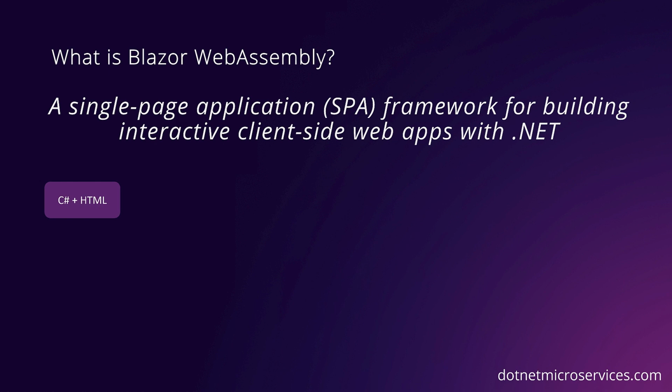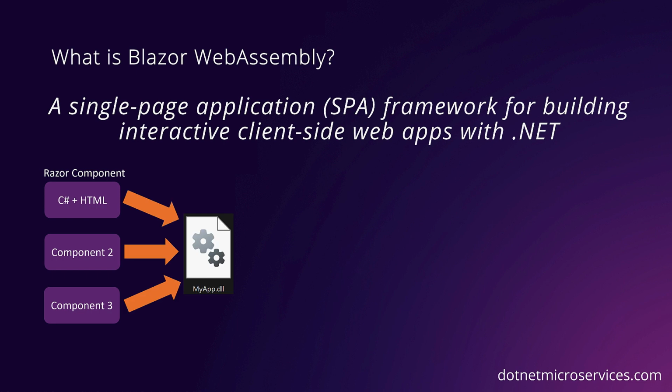Now, with Blazor WebAssembly, you start by creating reusable components using a mix of C# and HTML. These are commonly known as Razor components, and your Blazor application will likely be composed of many of them. Then, you compile these components into a .NET DLL, which is known as an assembly in the .NET world, along with all the required assemblies that ship with .NET.